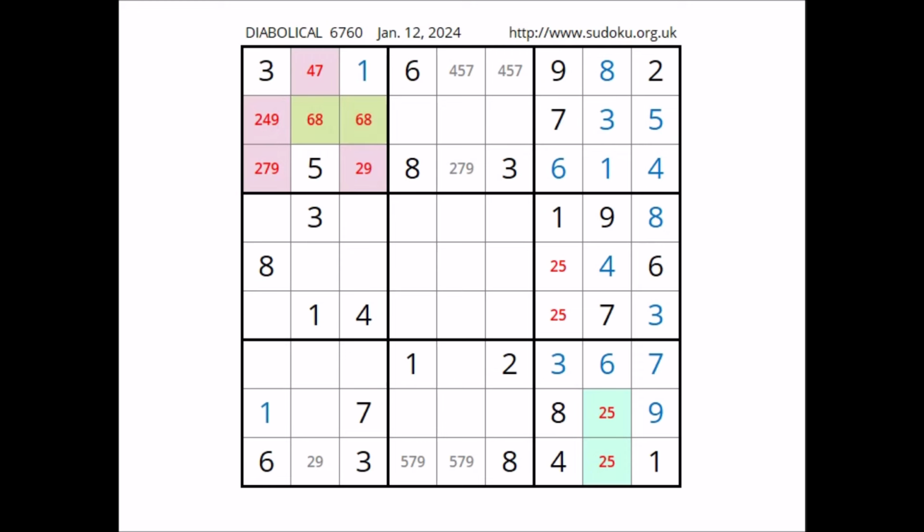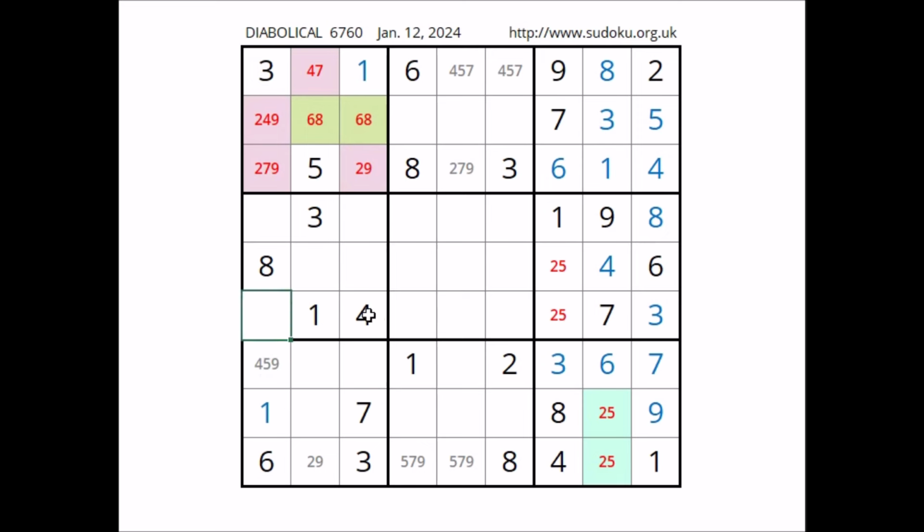What else? Back to this column. Numbers 1, 2, 3, 4, 5 are missing: 2, 4, 7, 9, and also number 5. Look, we have 2 and 7, so in this place can be 4, can be 5, can be 9. 4, 5, and 9 here.